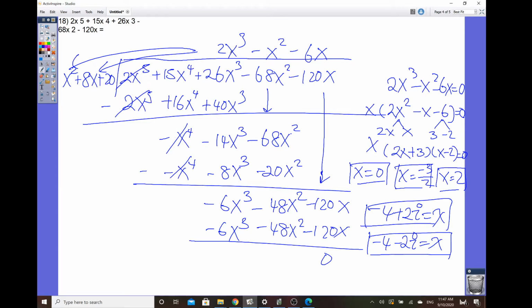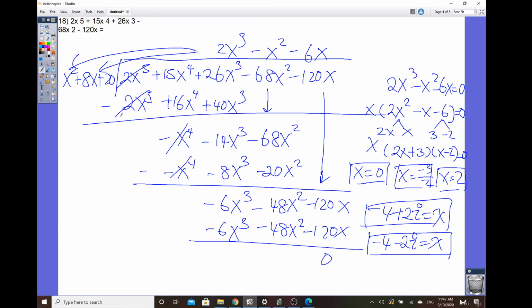The first thing you want to do is multiply so that you can cancel out that 2x to the power 5. So I multiplied by 2x to the power 3. 2x to the power 3 times x squared gives you 2x to the power 5, which is subtracted. Then for the rest of those terms, just distribute and find the product. 2x to the power 3 times 8x is 16x to the power 4. 2x to the power 3 times 20 is 40x to the power 3.